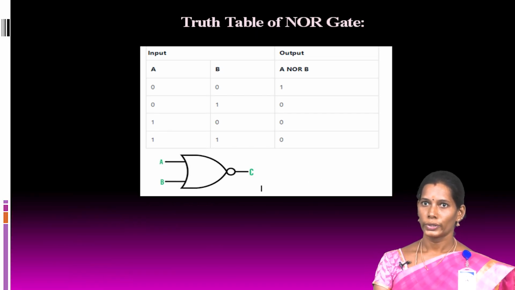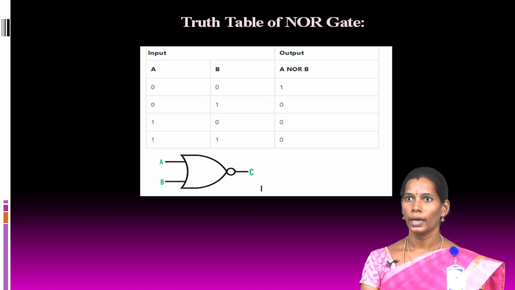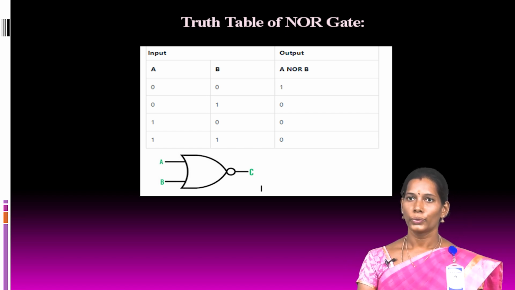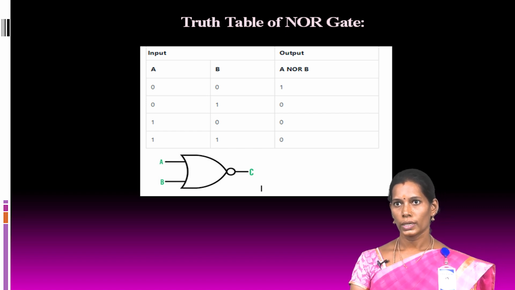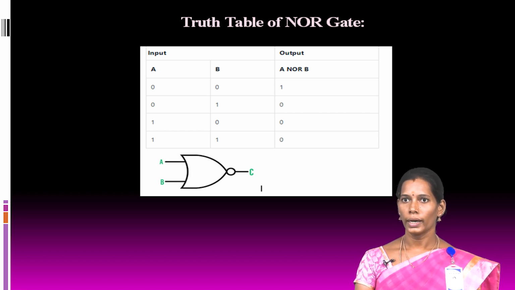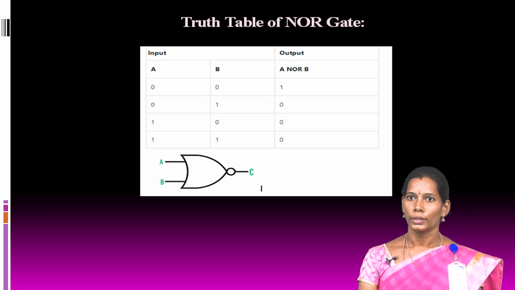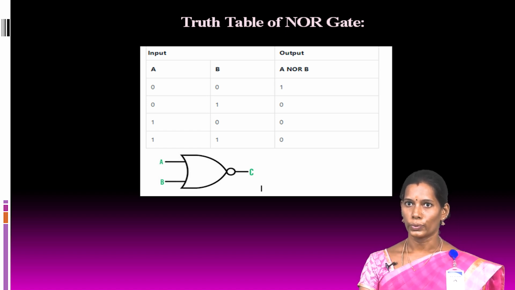Truth table of NOR gate. The following is the truth table of a two input NOR gate showing the relationship between its inputs and outputs. In this truth table, A and B are the two inputs. 0 and 0 produce the result 1. 0 and 1 produce the result 0. 1 and 0 produce the result 0. 1 and 1 produce the result 0. This is the NOR gate logic diagram, with two inputs and one output.